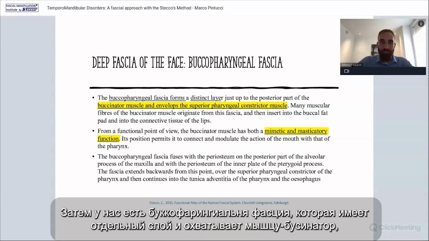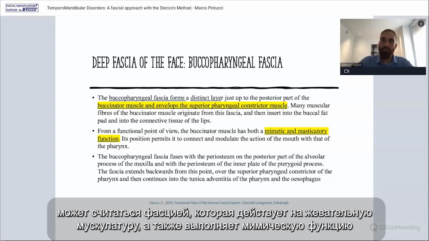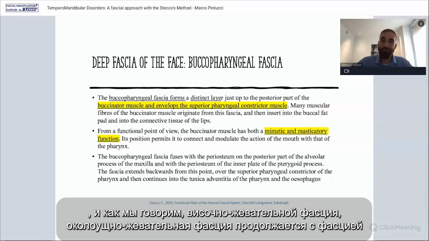Then we have the buccopharyngeal fascia, which has a distinct layer and envelops the buccinator muscle and also the superior pharyngeal constrictor muscle. Functionally, this fascia can be considered to act over the masticatory muscle and also has a mimetic function. And it could also be considered sort of the origin of the visceral fascias.